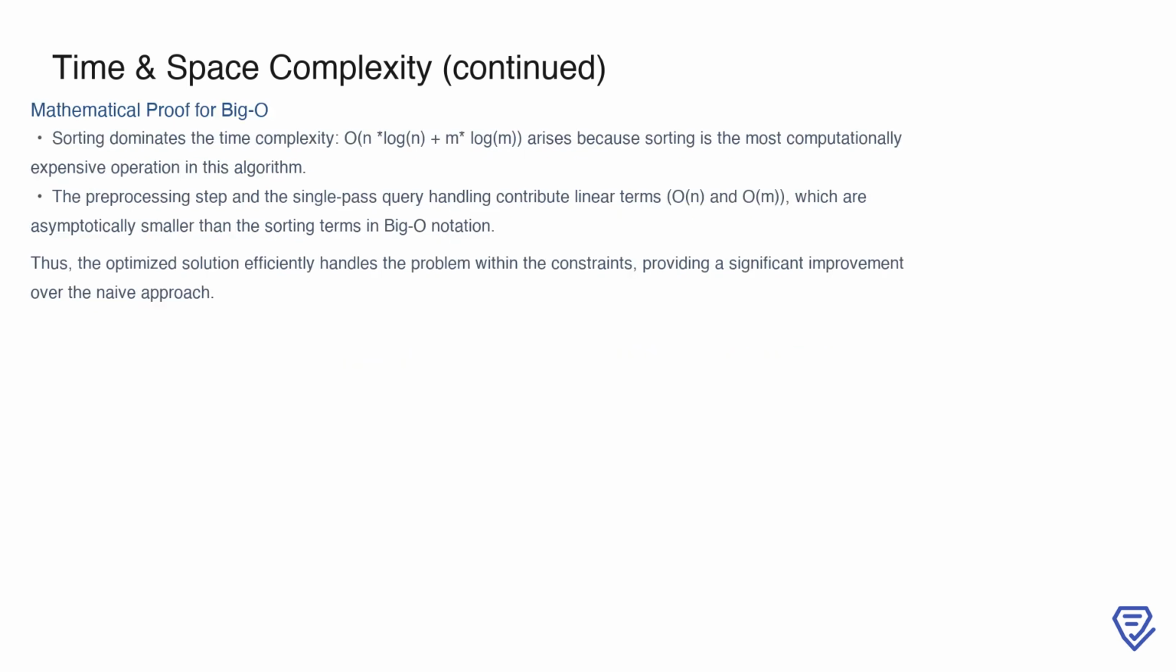To understand why the time complexity is n log n plus m log m, we focus on the dominant operations. Sorting the items and queries with index lists are the most computationally expensive steps, each contributing n log n and m log m, respectively. The pre-processing and query handling steps add linear terms n and m, but these are asymptotically smaller and do not affect the overall big O complexity. This mathematical breakdown demonstrates that the optimized solution is efficient and well-suited to handle the problem within the given constraints, offering a significant improvement over the naive m*n approach.